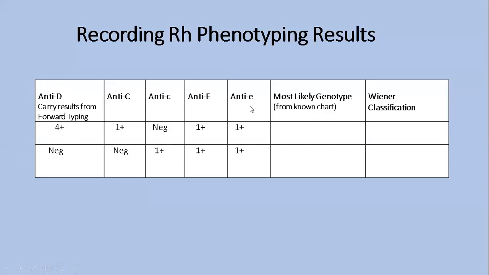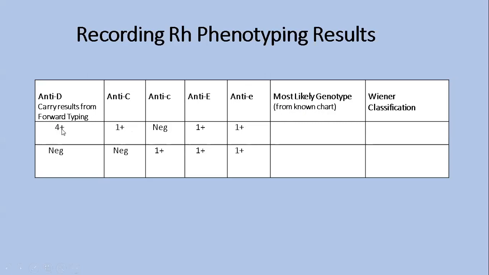Okay, so what I'd like to do is show you some examples that I made up, because you'll be doing this as part of your lab report today, of how to determine the most likely genotype by looking at a chart, knowing the phenotype. So the testing results that we have here is the phenotype. And then looking at known data on a chart, we can predict the most likely genotype, and then we're going to convert it into Wiener classification for practice.